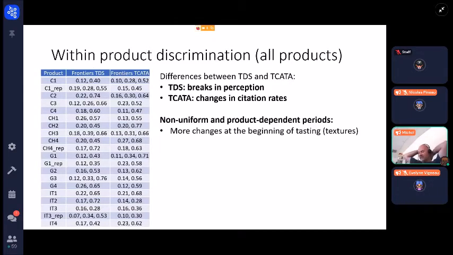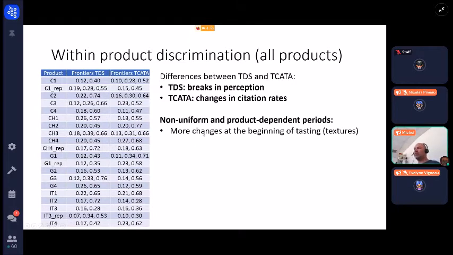If I apply this framework on all the products, if you remember, we studied four products. This table summarizes the conclusions obtained and the frontiers obtained in TDS and in TCATA. The main differences between TDS and TCATA are not the number of frontiers, but the interpretation of these frontiers. It's not a surprise that TDS shows major breaks in perception, while TCATA highlights many changes in citation rates. It is interesting to notice that these periods are non-uniform and product dependent. So splitting the time in uniform periods is nonsense.